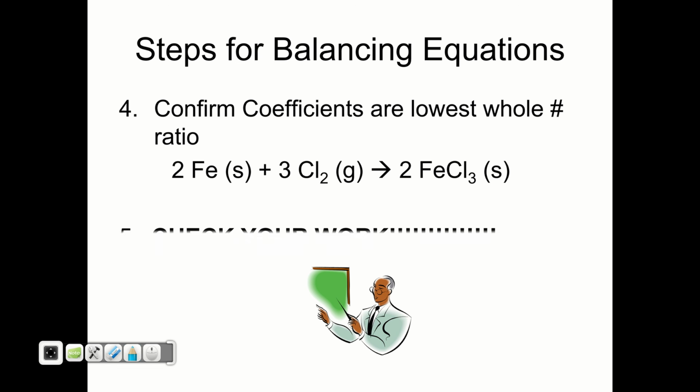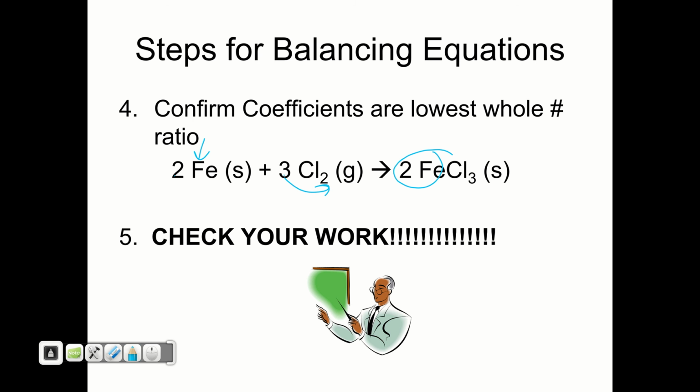So I'm good. And the last thing, check it one more time. Go through it and go 2 Fe's, 2 Fe's. 3 times 2, 6 chlorines, 2 times 3, 6 chlorines. So the coefficient and the subscript get multiplied together, not added, to give me the total number of atoms that I have.